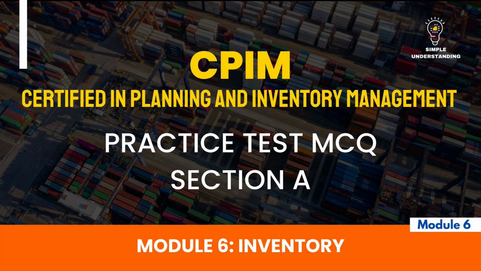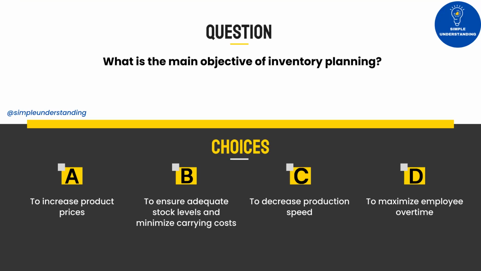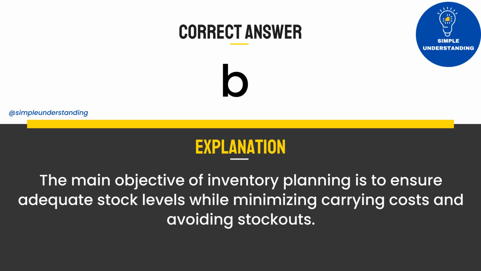Section A. Inventory Planning Practice Test. 1. What is the main objective of inventory planning? A. To increase product prices. B. To ensure adequate stock levels and minimize carrying costs. C. To decrease production speed. D. To maximize employee overtime. Correct answer, B. Overall explanation. The main objective of inventory planning is to ensure adequate stock levels while minimizing carrying costs and avoiding stockouts.